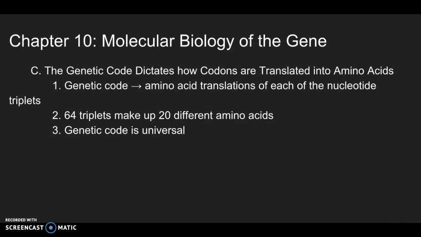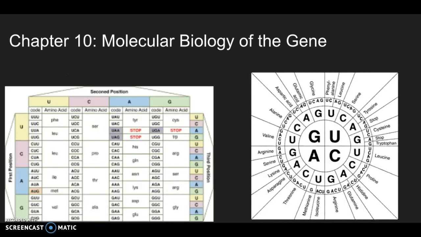So now we're going to discuss how the genetic code dictates how codons are translated into amino acids. In the genetic code, you're going to have those triplet codes, and then eventually these triplet codes will code for the amino acids that will make up the polypeptide chain, and these polypeptide chains are ultimately going to be what our proteins are. So there are 20 different amino acids that exist, and there are 64 triplets. Now the genetic code is universal because these bases can be seen in multiple different organisms. They're not limited to just humans or a specific type of animal.